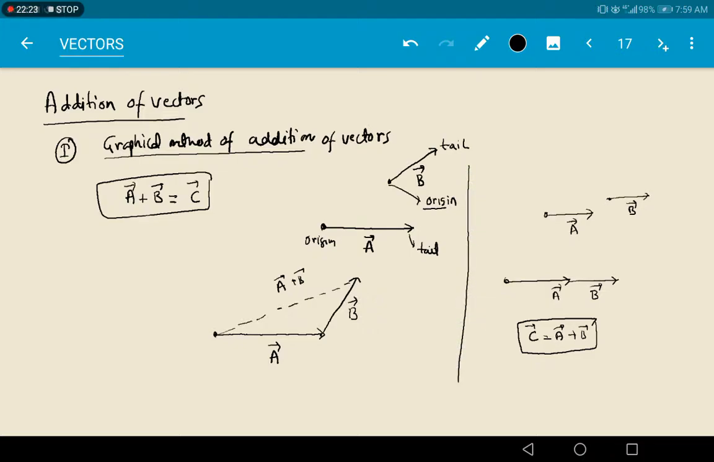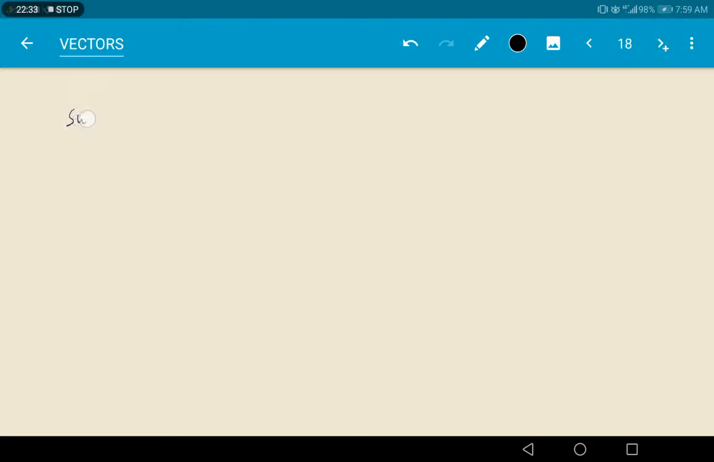Next, opposite vectors, addition. This one is addition. Next, subtraction. Subtraction of vectors. So how to subtract the vector? For suppose they are given, find a bar minus b bar. Two vectors are given like this, in the same direction, but they are asking for a bar minus b bar.